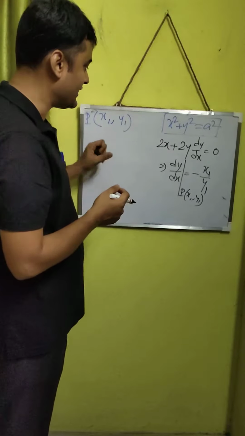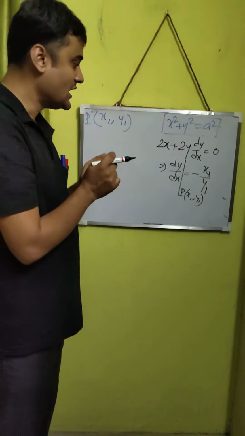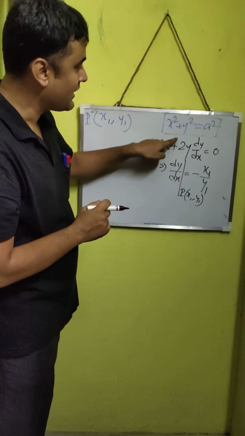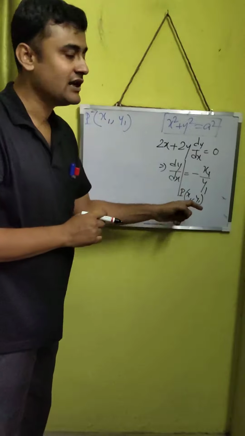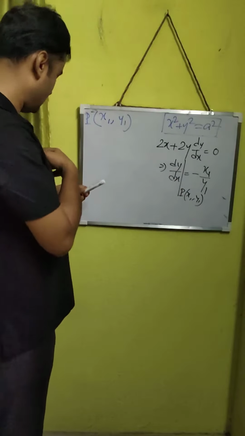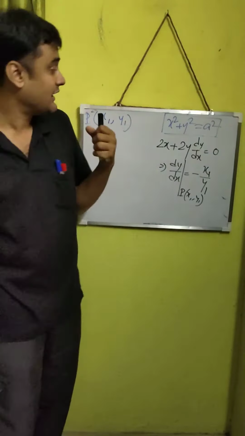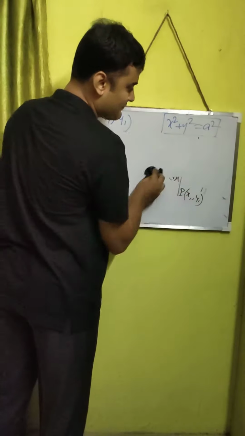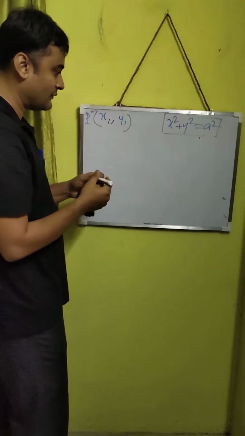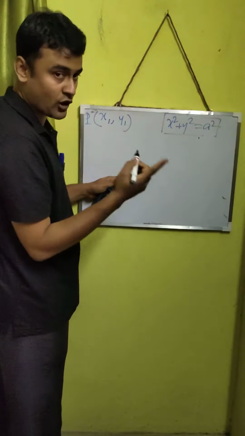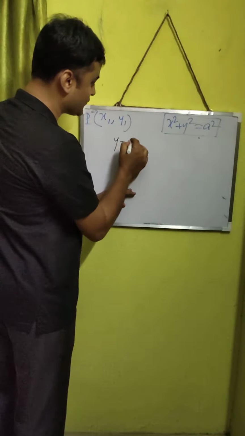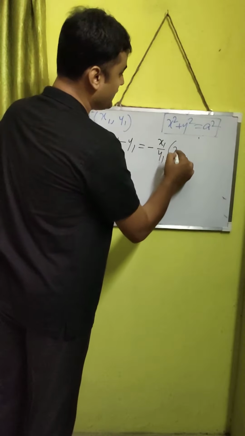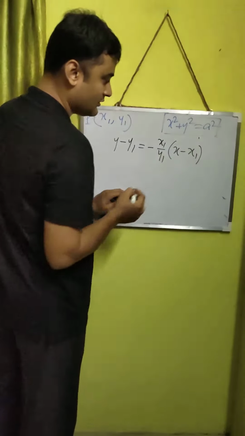You shall use this. So P is situated on the circumference of the circle. Now this is the derivative of this curve at this point. The value is here. So the equation of the tangent becomes, please remember this, minus x1 by y1. So the equation of the tangent becomes point slope form. Please remember that. So y minus y1 equal to minus x1 by y1 into x minus x1.